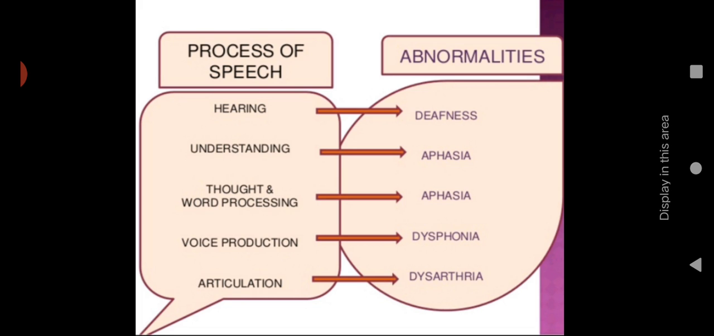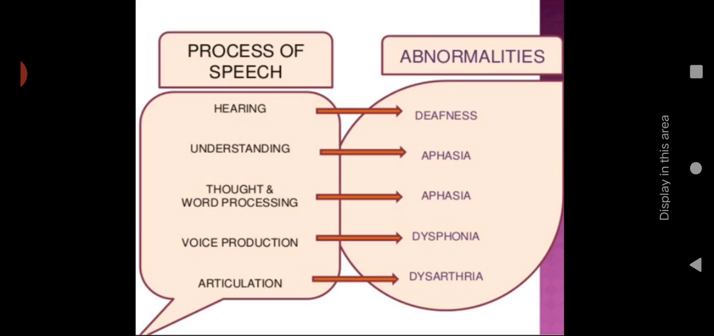In the first process, you can see on the left side, it is hearing. Hearing is the first process of speech. Before starting speech, we have to hear properly. Then we have to understand what we hear. Then thought and word processing. Then we construct the words or the speech in our mind, what we should talk with others. Then voice production, that is when we start speaking. And articulation means pronunciation, proper pronunciation. So these are the step by step processes that come under speech.